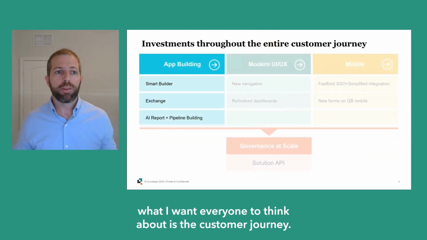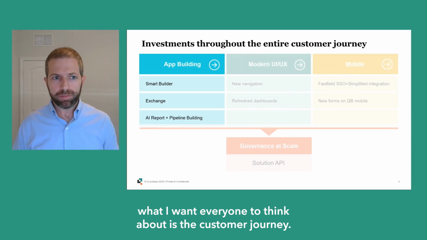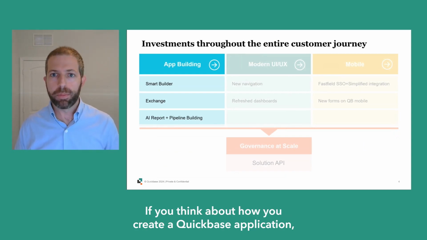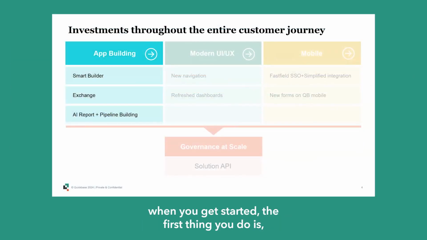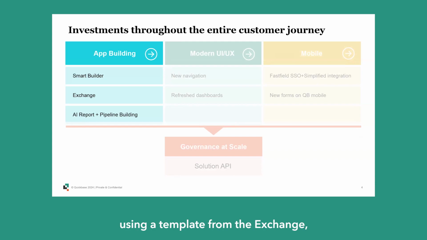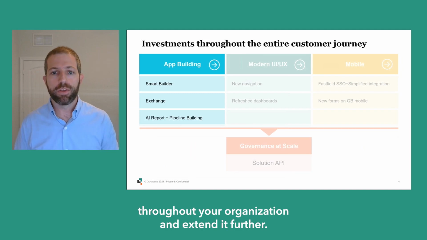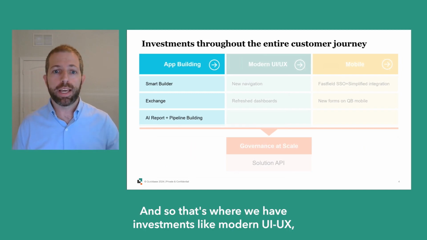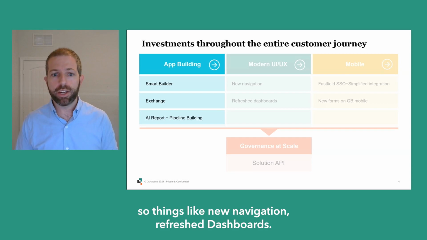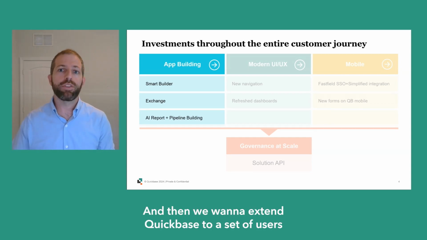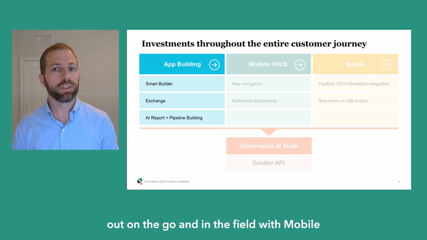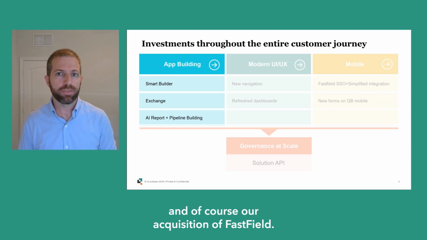To ground us all, what I want everyone to think about is the customer journey. If you think about how you create a Quickbase application, when you get started, the first thing you do is you create an app, whether you're creating that from scratch, using AI, or using a template from the exchange, and then you need to deploy that application throughout your organization and extend it further. And so that's where we have investments like modern UI UX, so things like new navigation, refreshed dashboards. And then we want to extend Quickbase to a set of users out on the go and in the field with mobile, and of course our acquisition of FastField.